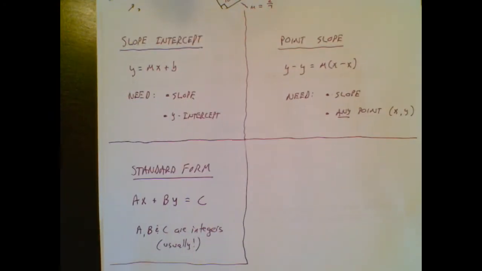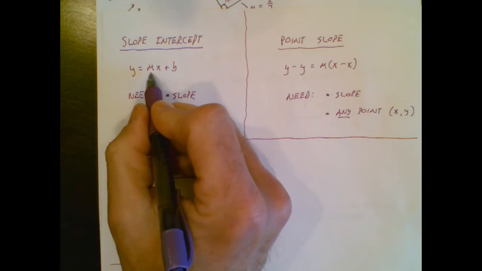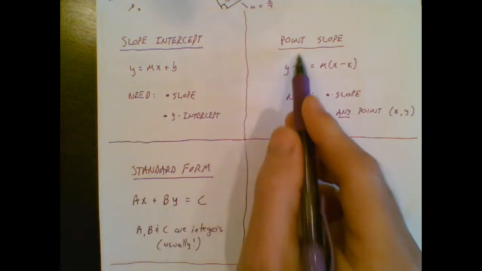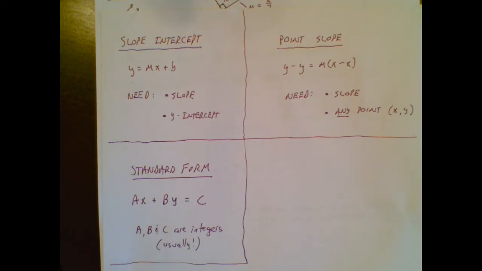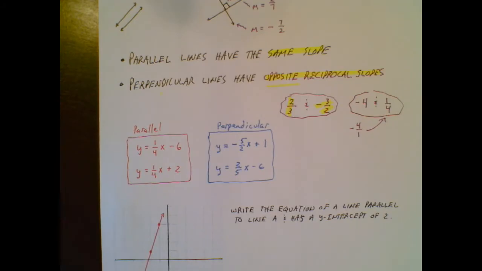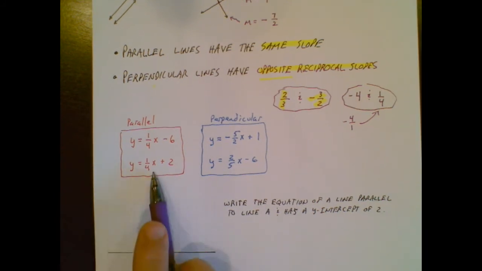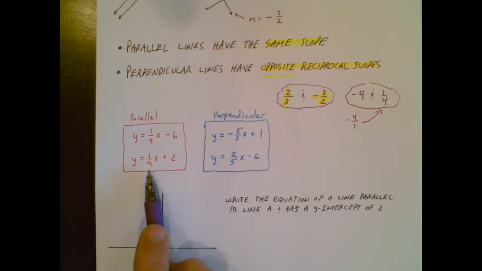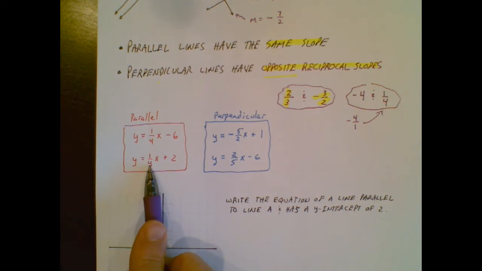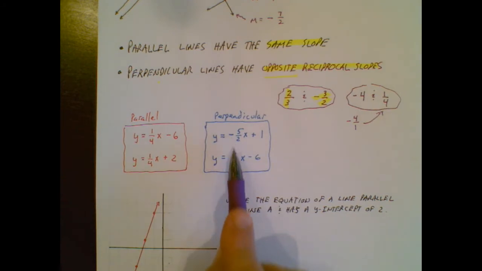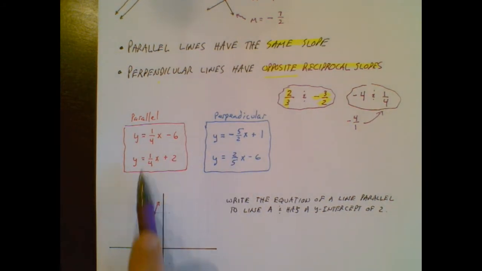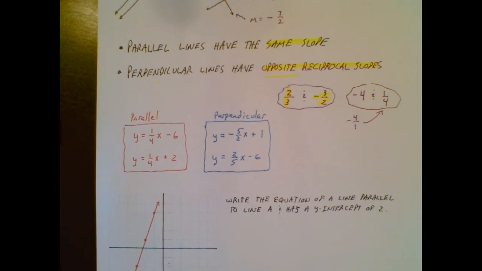So when you think about the different equations of lines that we've learned already, in slope-intercept form, that slope is staring you right in the face. Point-slope form, that slope is staring you right in the face. Standard form, well, you can't usually tell what the slope is without a little extra work. If I look at these two equations in red, I can tell they're parallel because the slopes are identical. These are perpendicular because the slopes are opposite reciprocals. So you can tell if lines are parallel or perpendicular just by looking at the form of the equation.